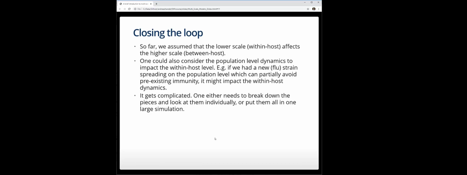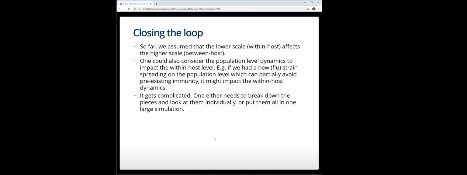This is something that has been done a good bit now, sort of going from the within to the between host. You could also try to close the loop and then go back from the between host to the within host. That makes sense if you have a model or a question that goes over multiple years where things change on the between host level such that it might feed back on the within host.